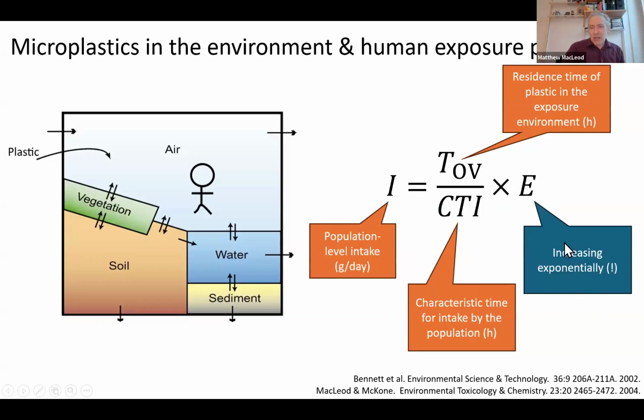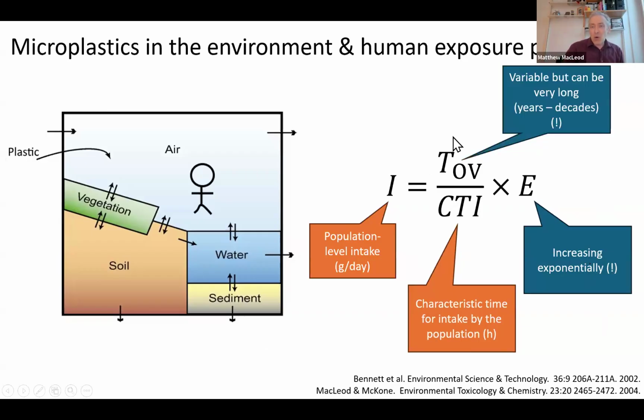We know that emissions are increasing exponentially, and Tracy highlighted this, and that intake is directly proportional to those emissions. We know that the residence time of plastic in our exposure environments, it's variable, but it can be very long, and it's often very long. We're talking years to decades, and this is very long when we think about other pollutants that we have experience with. And then finally, this characteristic time for intake, this one's quite uncertain and highly variable.